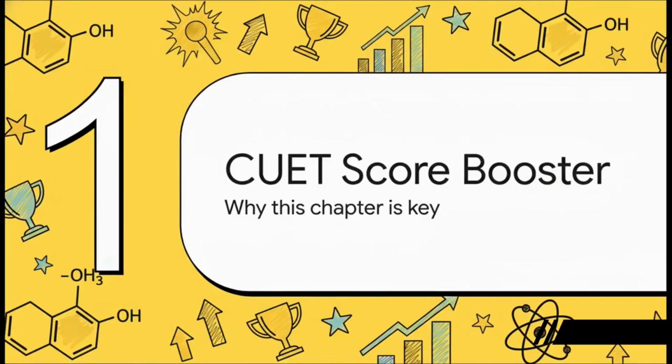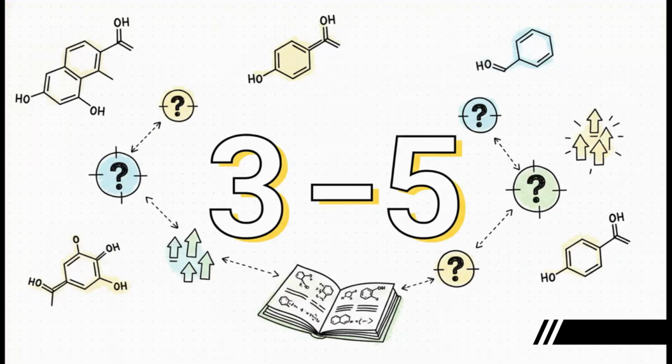All right, Section 1, let's talk strategy. Why are we dedicating a whole session just to phenols? Well, it's simple, because this topic is one of the most predictable and high-scoring areas in your entire chemistry syllabus. I mean, just look at this number. You can expect 3 to 5 direct questions just from this one topic. That is a huge chunk of your chemistry score just waiting for you. And trust me, these are marks that are totally within your reach if you just focus on the right things. And that's exactly what we're about to do.